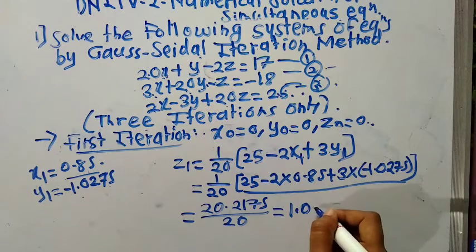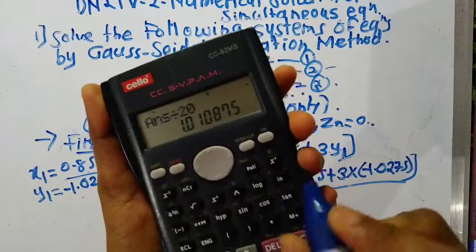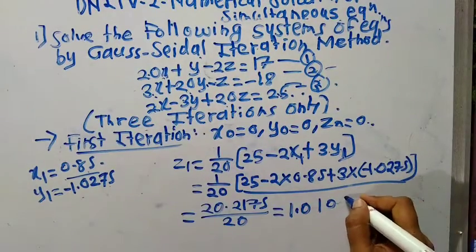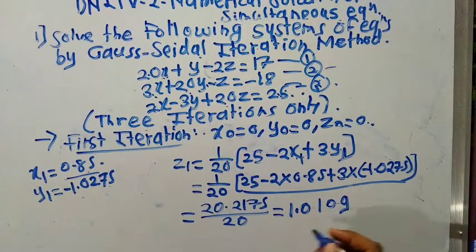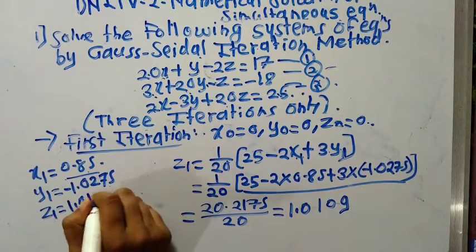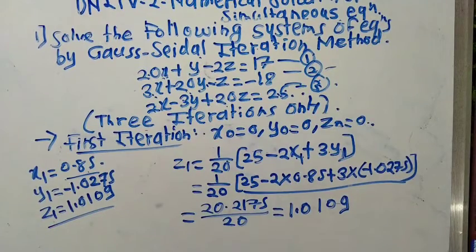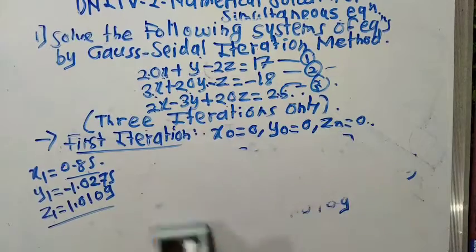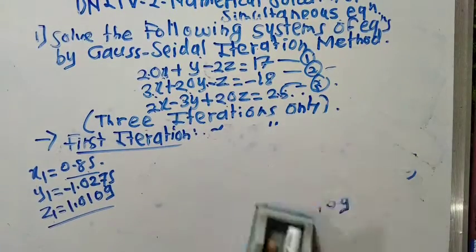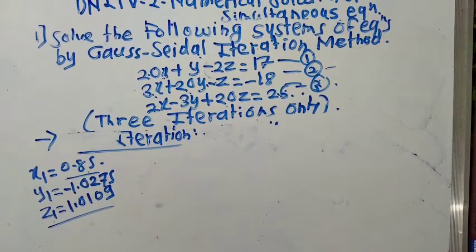1.010. Then here 875 means 8 9. So z1 is equal to 1.0109. So these are the first iteration x1, y1 and z1.